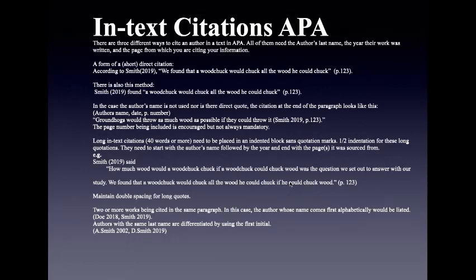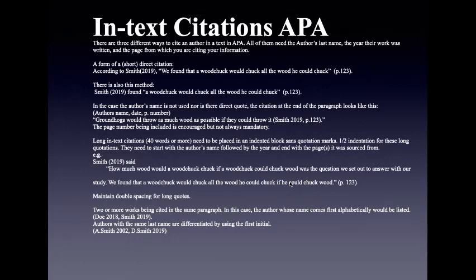So, in-text citations for APA: there are about three different ways you can cite an author in text in APA. All of them need to have the author's last name, the year their work was written, and the page from which you are citing your information. A form of short, direct citation could be: According to Smith (2019), "We found that a woodchuck chucked all the wood he could chuck," followed by the page in parentheses, followed by a period.